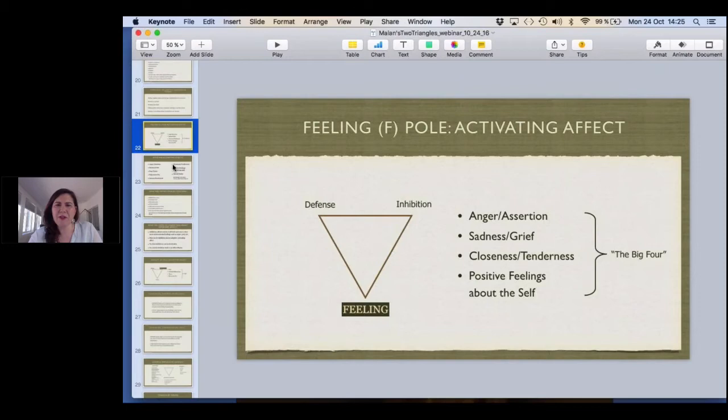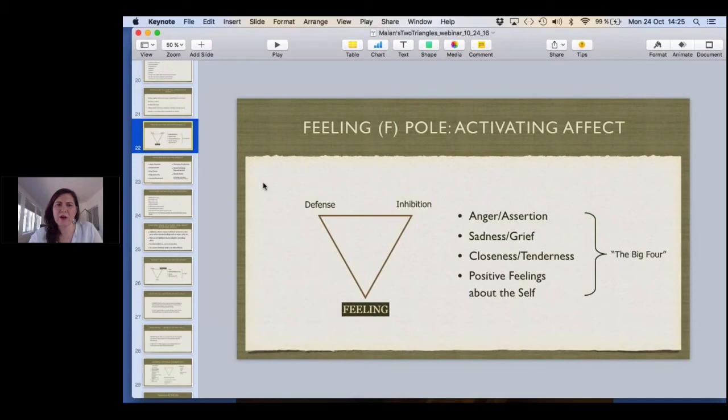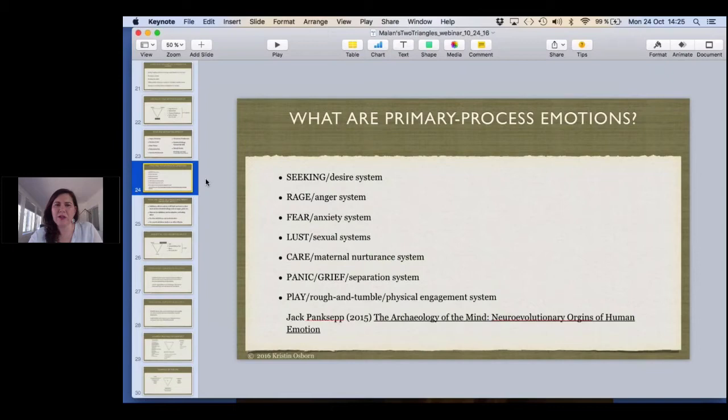These are the activating affects from McCullough. So when we're looking at the feeling pull, we're looking at all the feelings that are adaptive and associated with emotion, action. And we can also look at Panksepp's list too. And it's great because if you're working with Panksepp's list and McCullough's list, you have a lot of flexibility here.